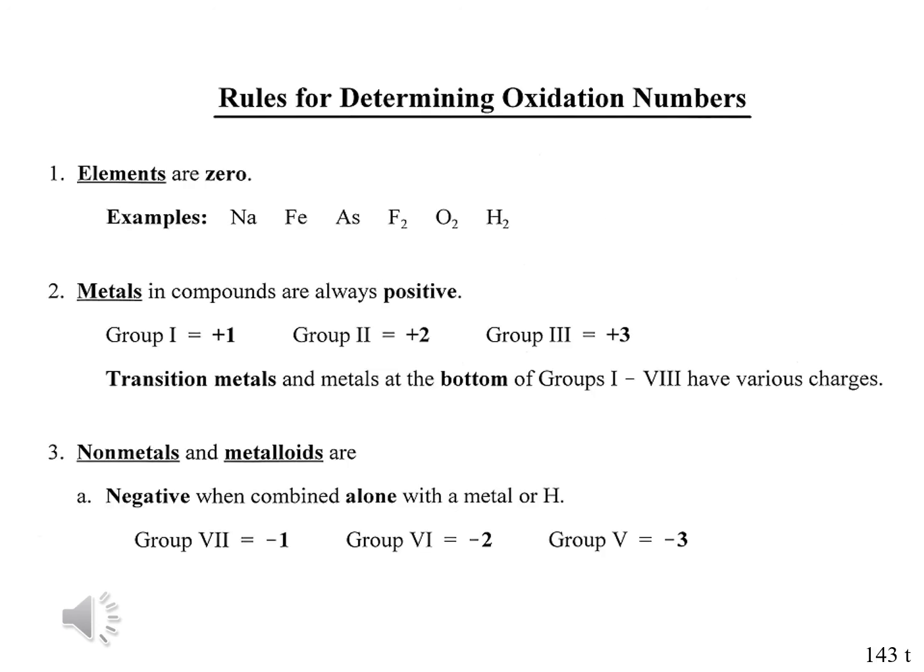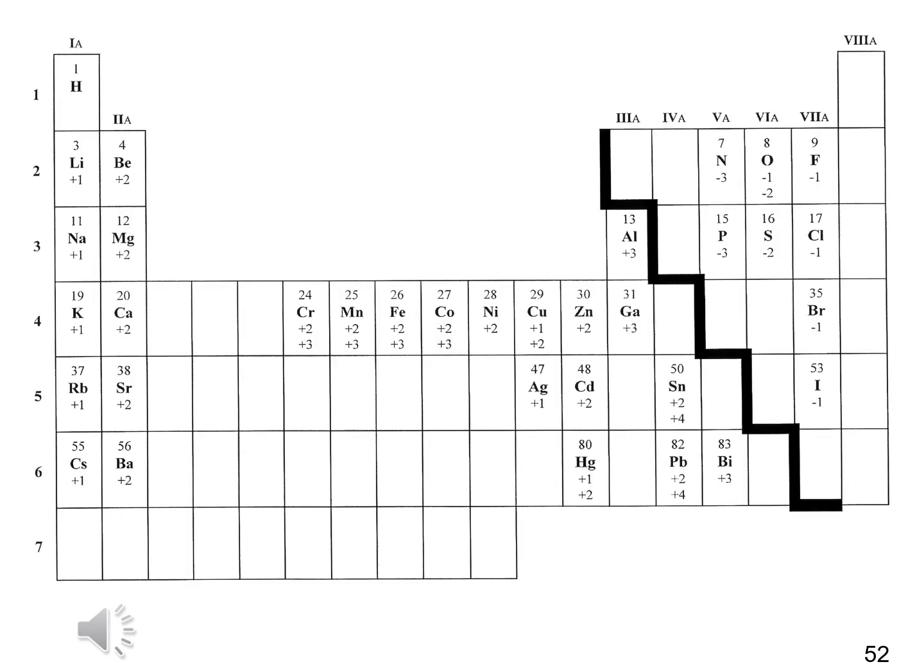The negative charges that you learned for the nonmetals and metalloids, group 7 is -1, 6 is -2, etc. Those are when the nonmetal or metalloid is actually combined with a metal, because the metal is positive, or with hydrogen in an acid. These are the normal charges that you usually see, and these are the ones you learned the pattern for in the periodic table. You can see the -1, -2, and -3 listed on the right of the table.